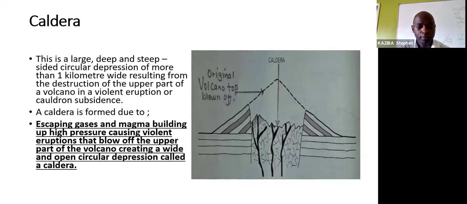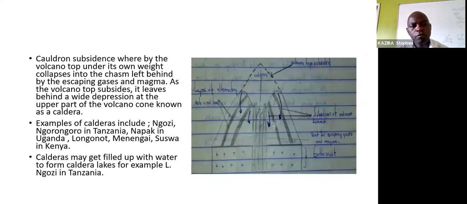Or alternatively, there is the theory of cauldron subsidence, where the weight of the volcanic top sinks into a chasm, the empty vent left behind. So it can sink within the vent to create a big crater, which we call a caldera. Examples are Ngonzi, Ngorongoro. In those depressions there are lakes, but we're not interested in lakes. We're interested in the depression. That's why I'm mentioning Ngorongoro, Ngonzi, etc.